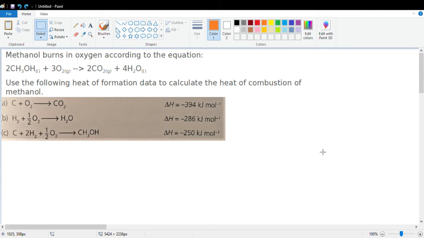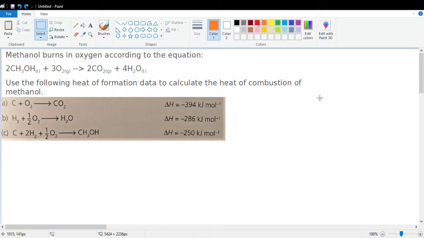So the final part of chapter 21 is going through this last type of question, which is where you're given the heats of formation of reactants and products in an equation, and you have to calculate the heat of the reaction. So that's what this question is. You have another example on page 380 of your textbook if you want to have a look through that as well. I'll be going through the same steps here.